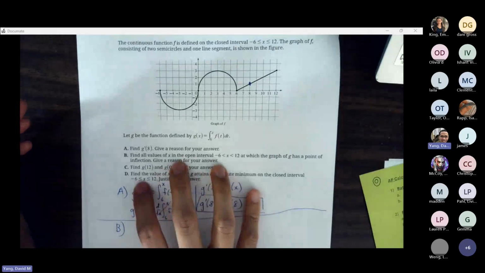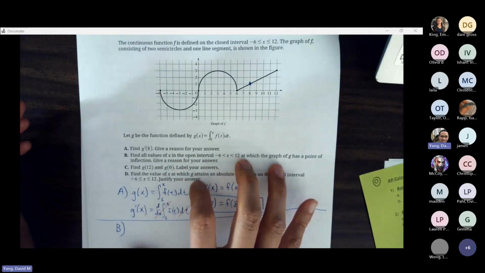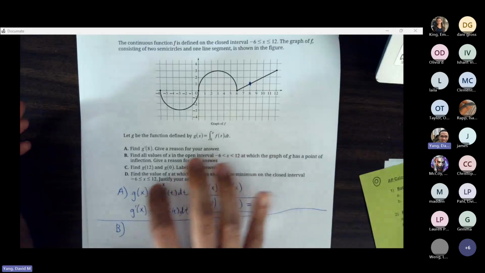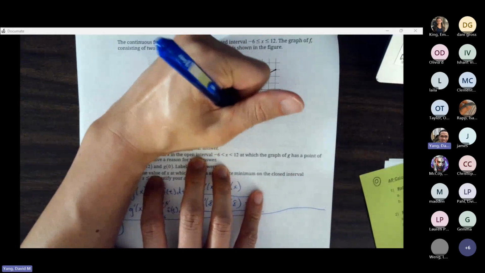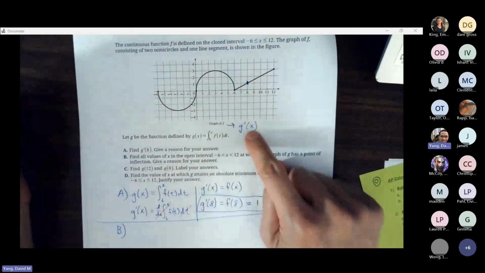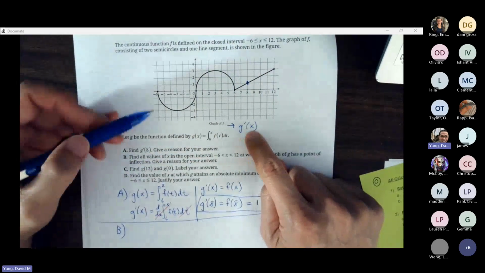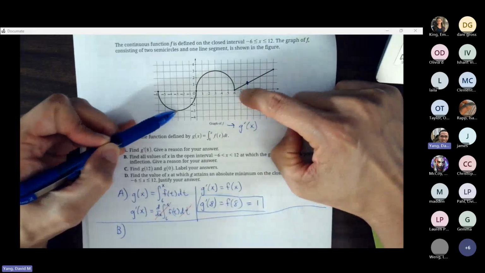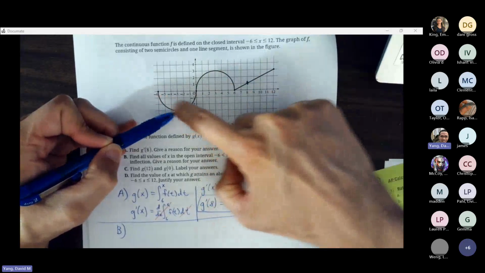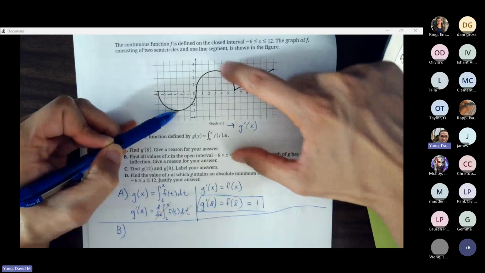Find all the values in the open interval from -6 to 12 at which the graph of g has a point of inflection. Remember, this f is basically g prime. So remind ourselves that we're looking at the g prime graph. If we're looking at the g prime graph, then we find points of inflection by the max and mins, right? Wherever my g prime graph is experiencing a max or min is where my points of inflection are.